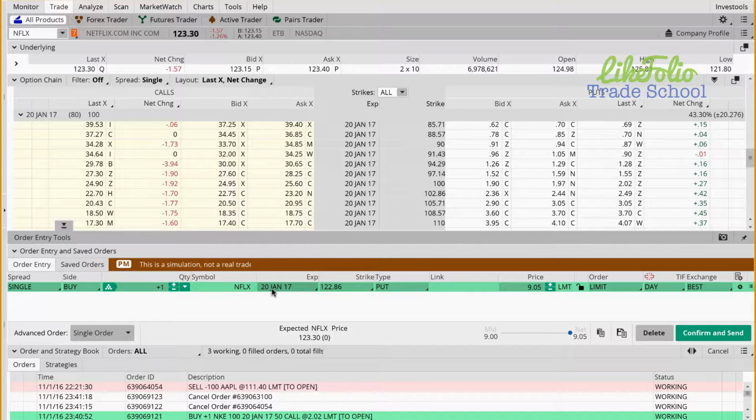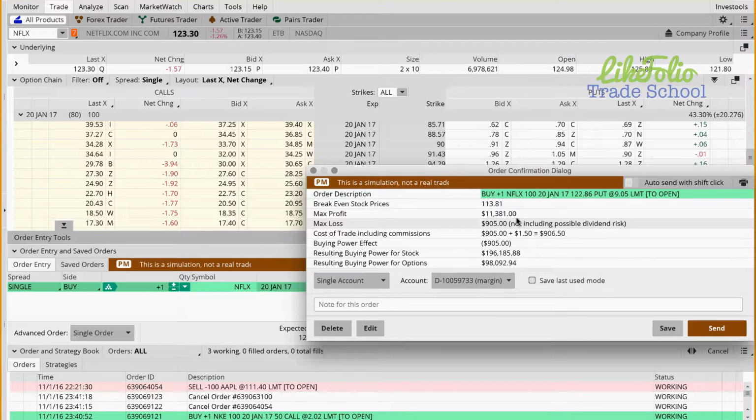Looking at the Netflix 20 Jan 17. Again, this means it expires on the 20th day of January, calendar year 2017. The strike is that strange strike price of 122.86. Not sure what's up with that. But every once in a while, the strike prices do get a little squirrely. We're looking at puts here. Price on entry, 9.05. Going to do a limit order, day order.